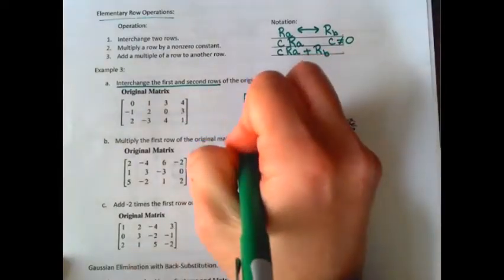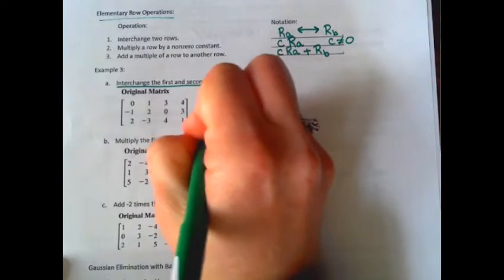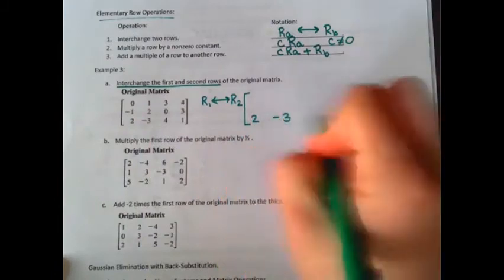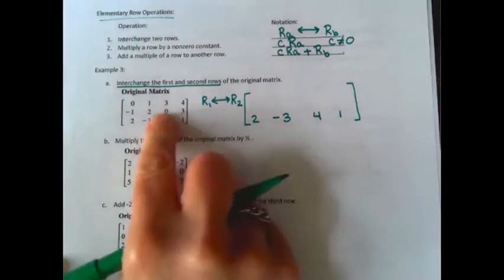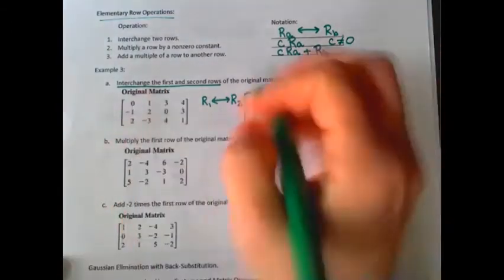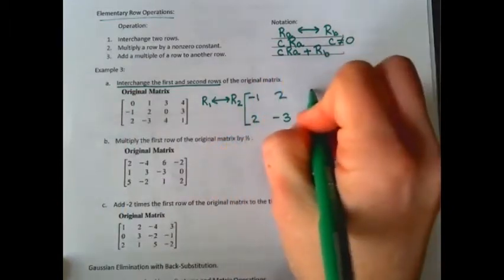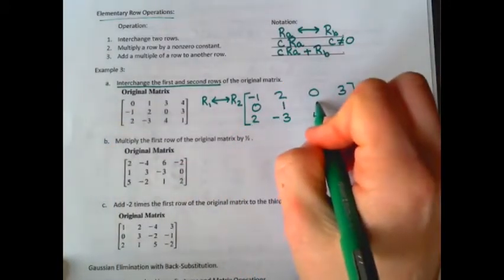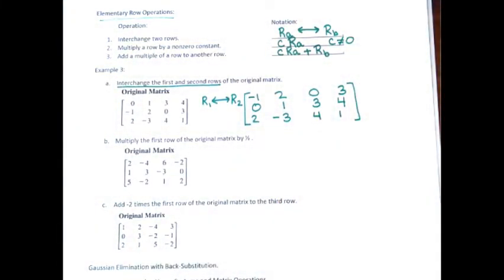Okay. So the first thing I want you to do is to interchange the first and second rows of my original matrix. So if I'm going to interchange row 1 with row 2, is row 3 going to change at all? No, row 3 is not going to change anymore. So we're going to leave it as -2, -3, 4, and 1. And now when I interchange these 2, they're just going to switch. So row 2 is now going to become row 1: -1, 2, 0, and 3. And then row 1 becomes row 2: 0, 1, 3, and 4. And there you go. That's just how you interchange 2 rows here.